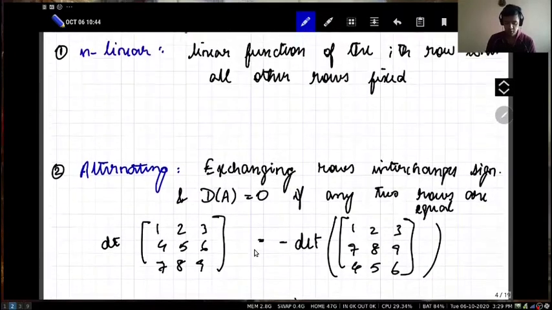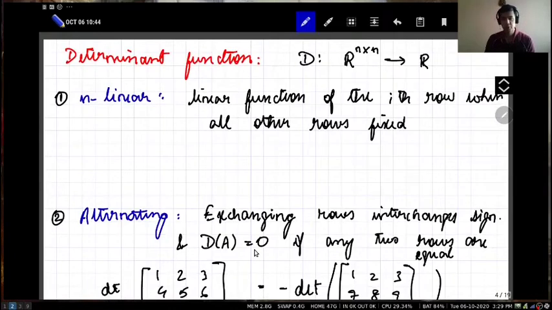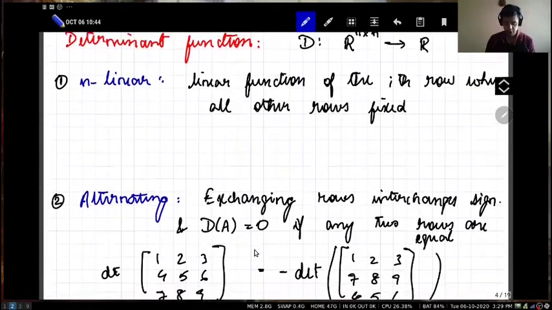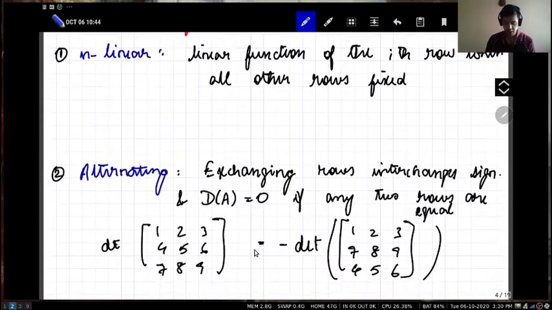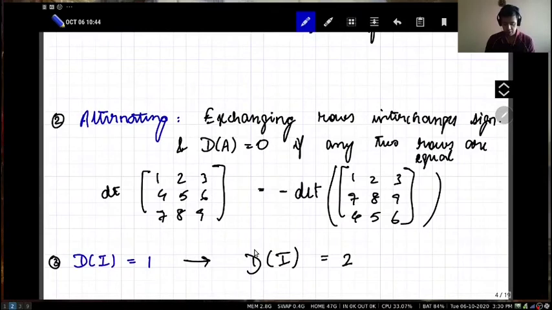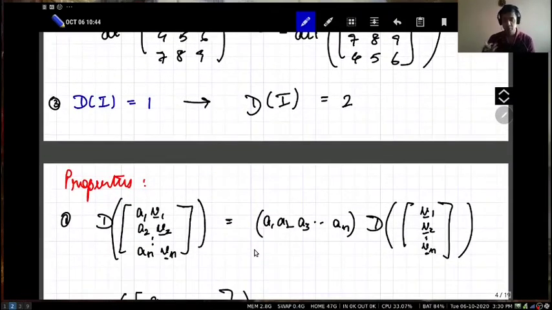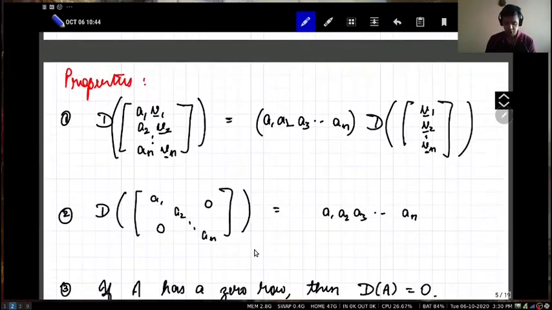Okay, so for now we'll assume that a determinant function capital D, I call this capital D to distinguish from the traditional definition of a determinant, which I represent using det. So D is any function which satisfies these three properties of being n-linear, alternating, and that D of I is equal to 1. Okay, so let's see what properties such a D function must have.